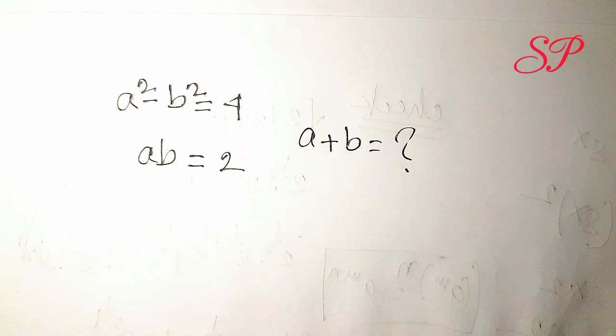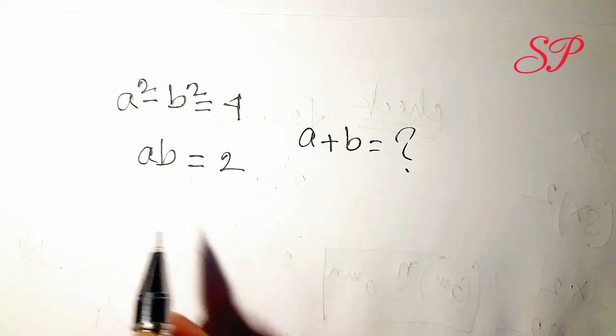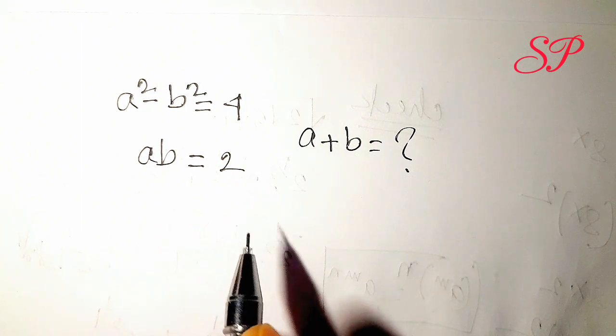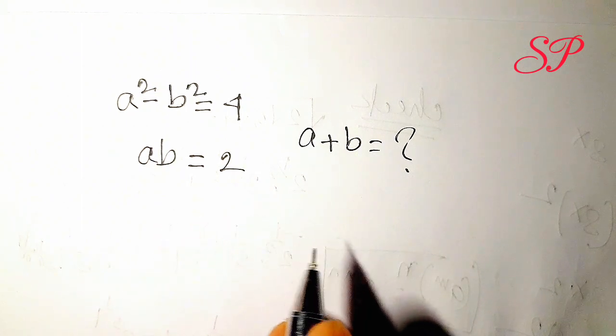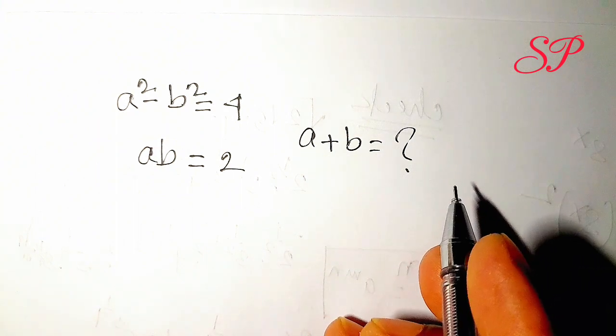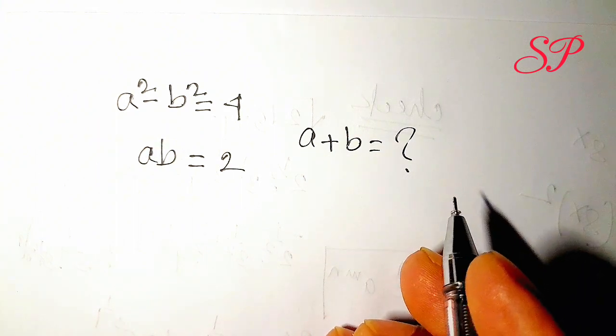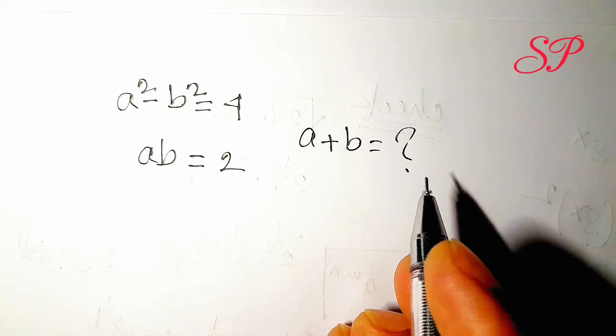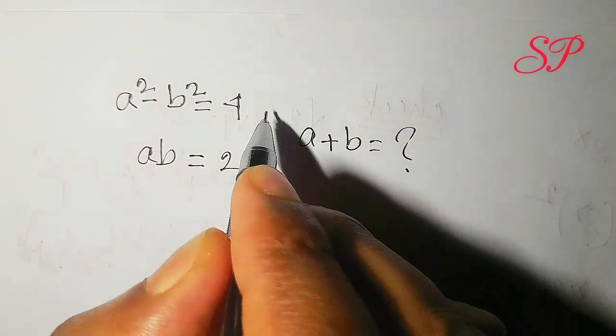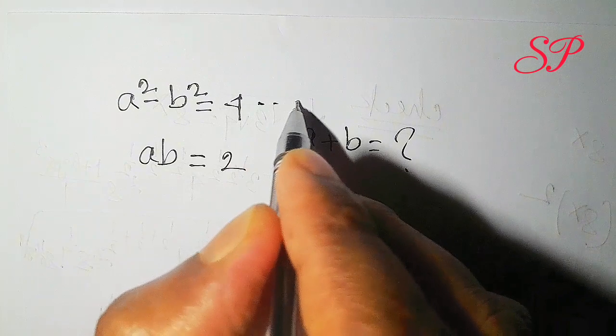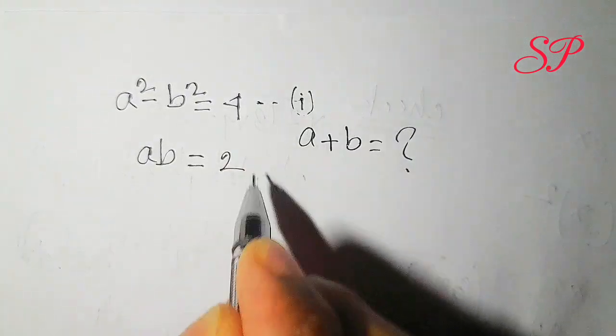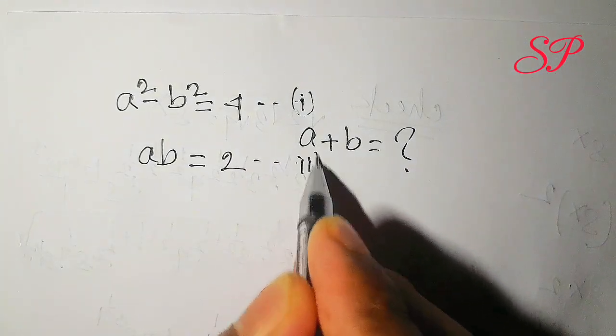Today I will solve an interesting math problem. It is given that a square minus b square equals 4 and ab equals 2. We have to find out what a plus b equals. It is a very challenging and interesting problem. So let's start here. It is equation number 1 and it is equation number 2.